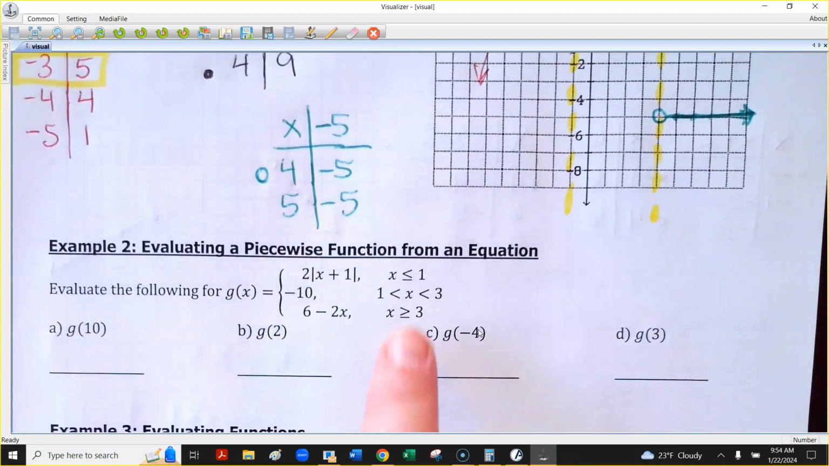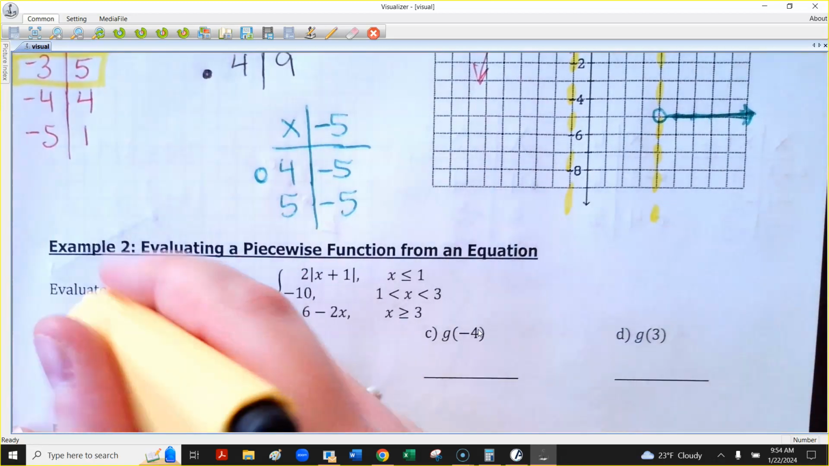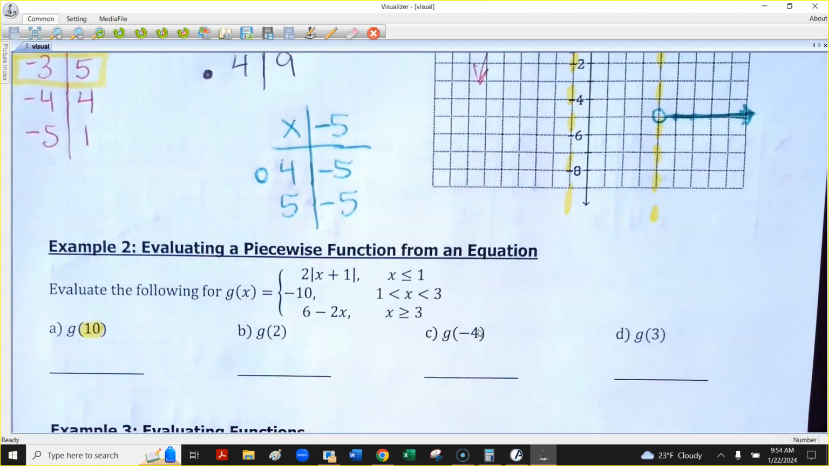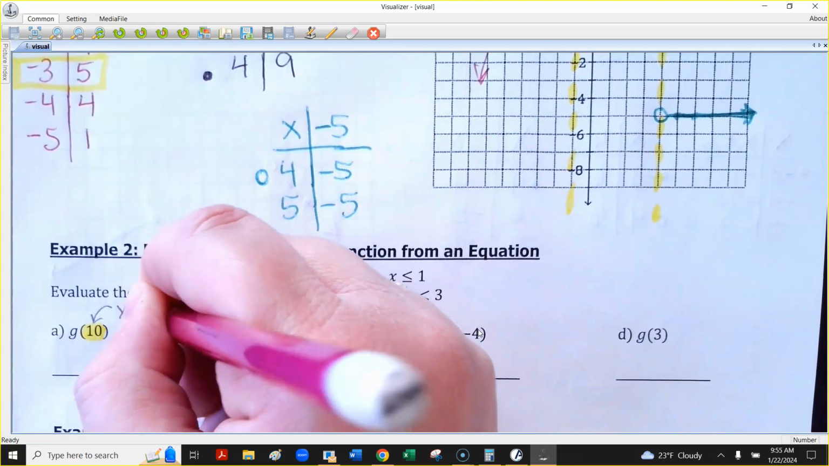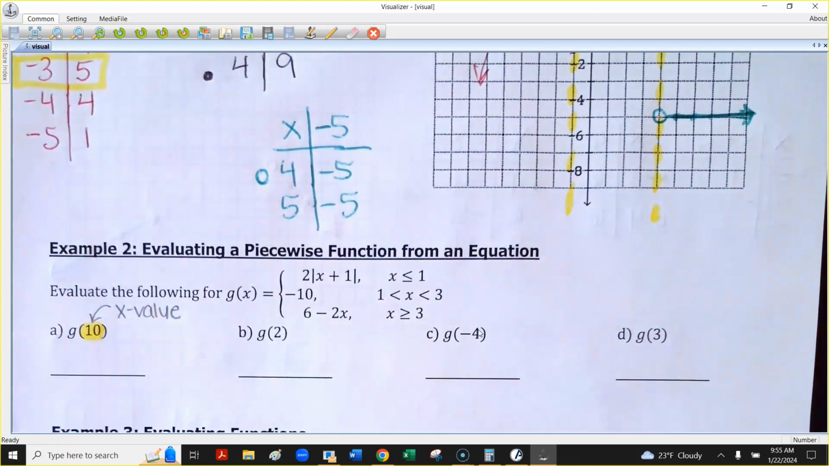So the first piece is for x values less than or equal to 1. The second piece is for x values between 1 and 3. And the third piece is for x values greater than or equal to 3. If you remember from our last lesson, if we're going to evaluate these, whatever it tells you inside the parentheses is your x value. And you want to tell me the corresponding y value.